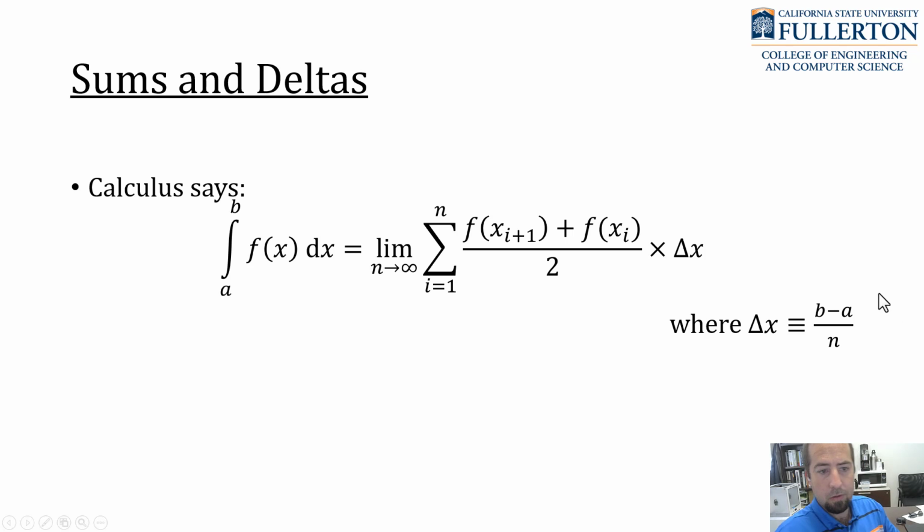So calculus says that the integral of some function of x between limits a and b can be evaluated using the series for ever increasing values of n, where the delta x is based on the difference between the limits of integration divided by the number of steps we're taking. And when you break down this series, each term in the series represents kind of the average of the function between two successive points in x times the span of x that we observe.